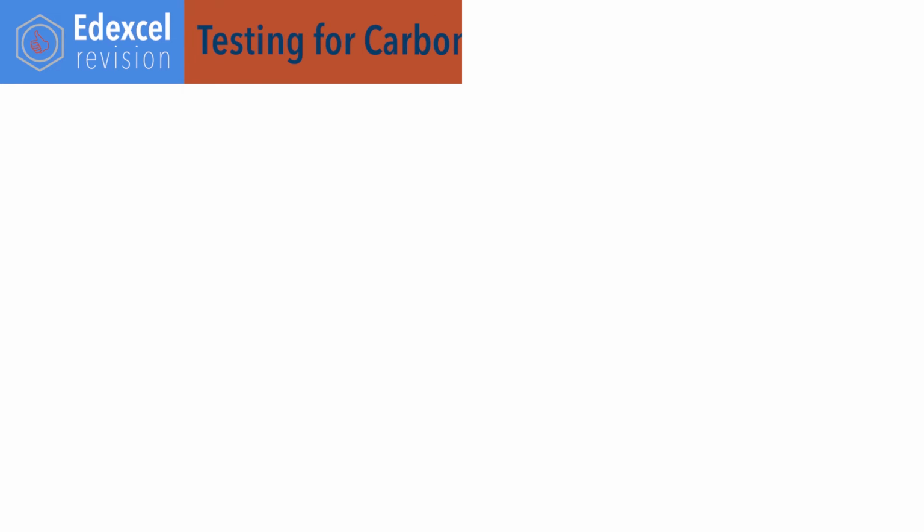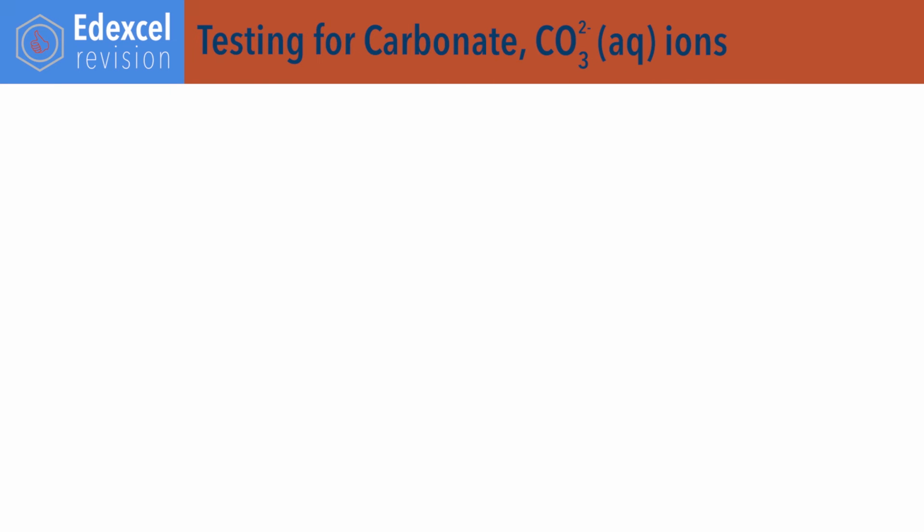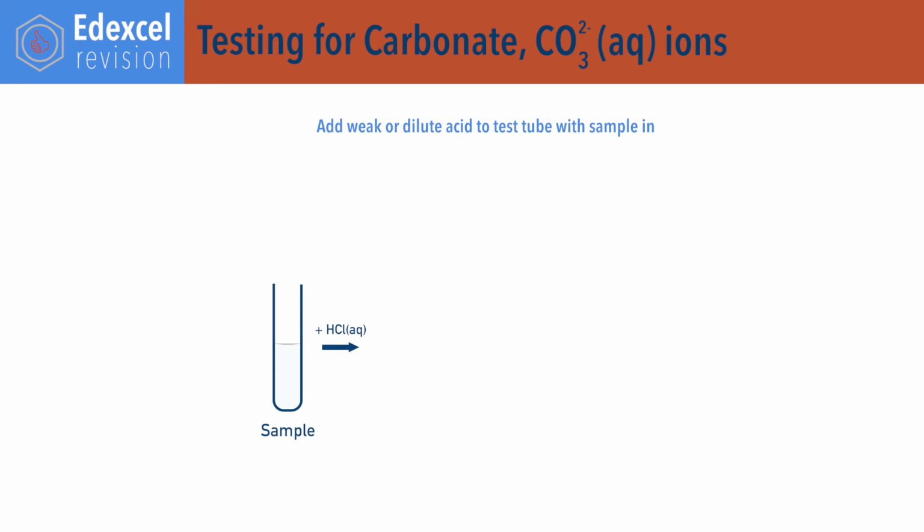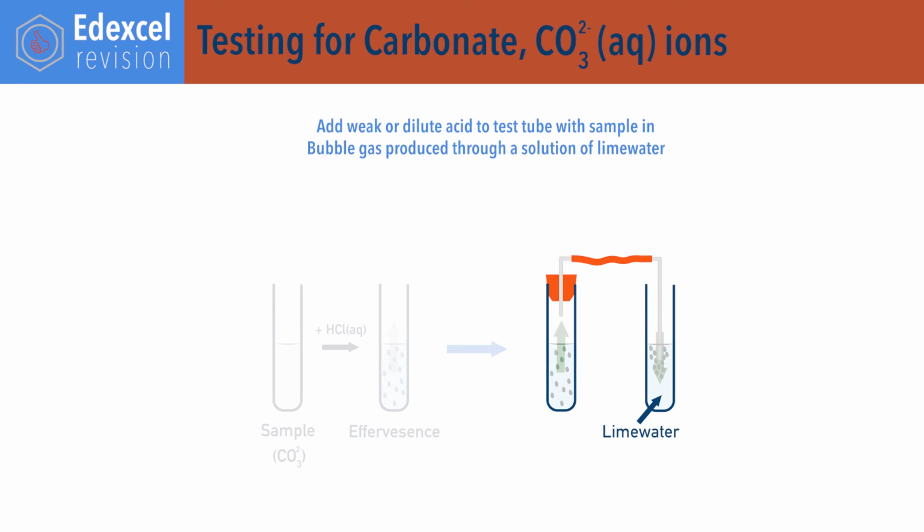Carbonate ions, CO3 2-, can be identified using a weak or dilute acid and lime water. A dilute or weak acid is added to the sample solution in a test tube. Dilute hydrochloric acid is often used. If the solution contains carbonate ions, gas will be produced and effervescence observed. The gas produced will be carbon dioxide. Just to confirm that the gas is carbon dioxide, it can be bubbled through a solution of lime water. A color change of colorless to cloudy should be observed.